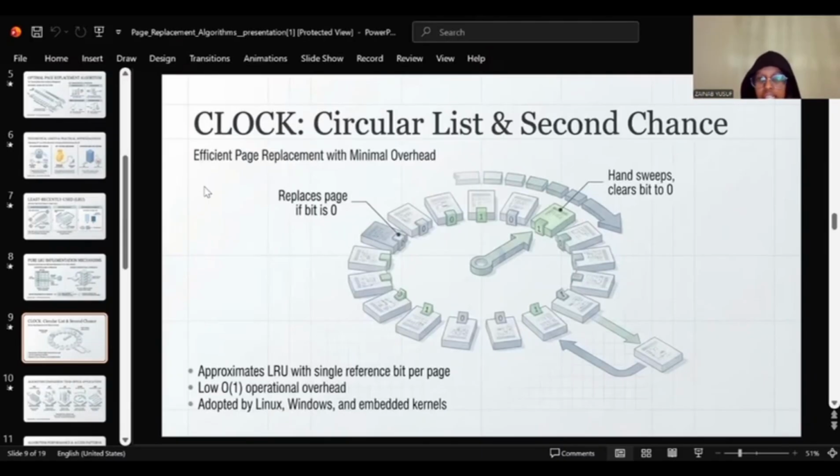Now for the clock, the circular list and the second chance. Clock is a practical approximation of LRU. Pages are arranged in a circular list with reference bits. As you can see, there is 0, 0, 1, and then 0, 1, 0. The clock hand sweeps through and clears pages with 1. The one with the 0 is evicted. Clock gives near-LRU behavior with very low overhead, making it a default choice in many OS kernels.